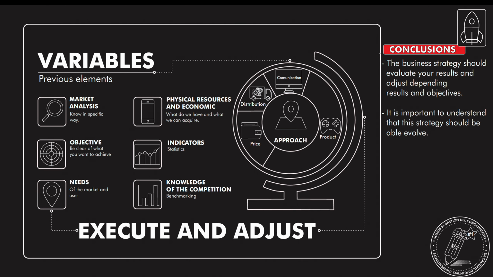As a conclusion, we can say that the business strategy should evaluate your results and adjust depending on the results and of course the objective that you got. It is important to understand that this strategy should be able to evolve, because people in the traditional way are used to saying, okay, it's done, we're final with this. And the reality is that everything has to be adjusted, and it has to keep evolving. So that's something very important as well.